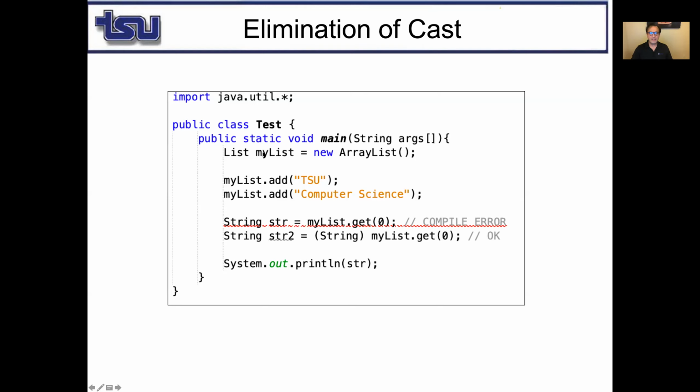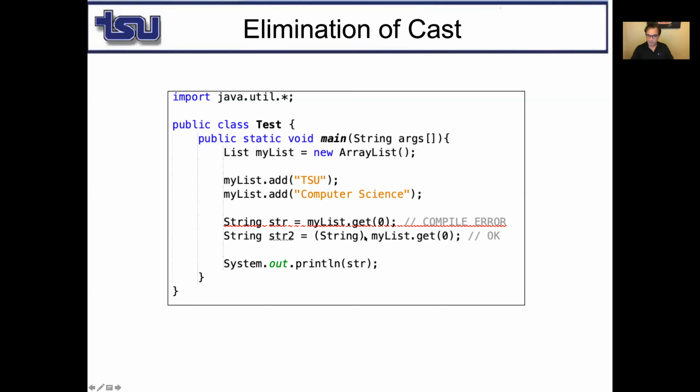For example, I have a list, my list, an array list. I add TSU, I add computer science, and the first element of the list, index 0, is TSU, index 1 is computer science. Even though I have TSU as a string, at compile time Java checks the syntax. My list is simply an array list. An array list can hold different kinds of objects, so whatever it holds may not be assigned to a string. So Java is going to complain this way.